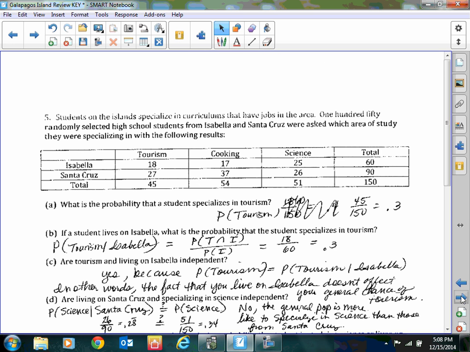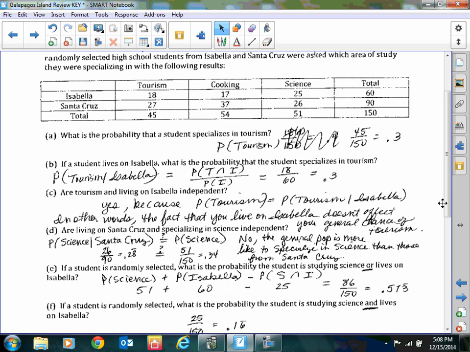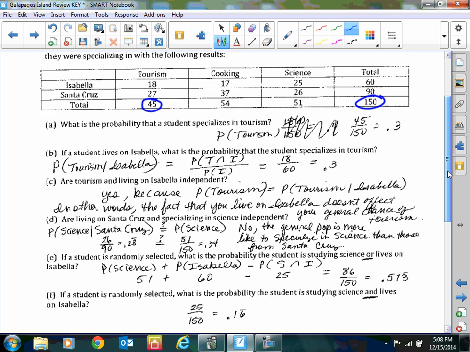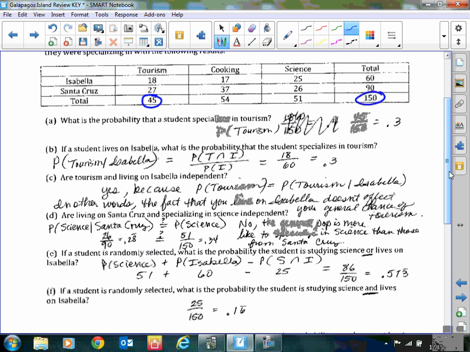All right, next. Here we have overall probability of tourism, and so overall probability of tourism is this 45 out of 150, so 30% chance. Now, if a student lives on Isabella, what's the probability that the student specializes in tourism? So given that the student lives on Isabella, that's out of all of the Isabella, 60, what's the probability that they are tourism? So that's 18 over 60, which is 0.3.